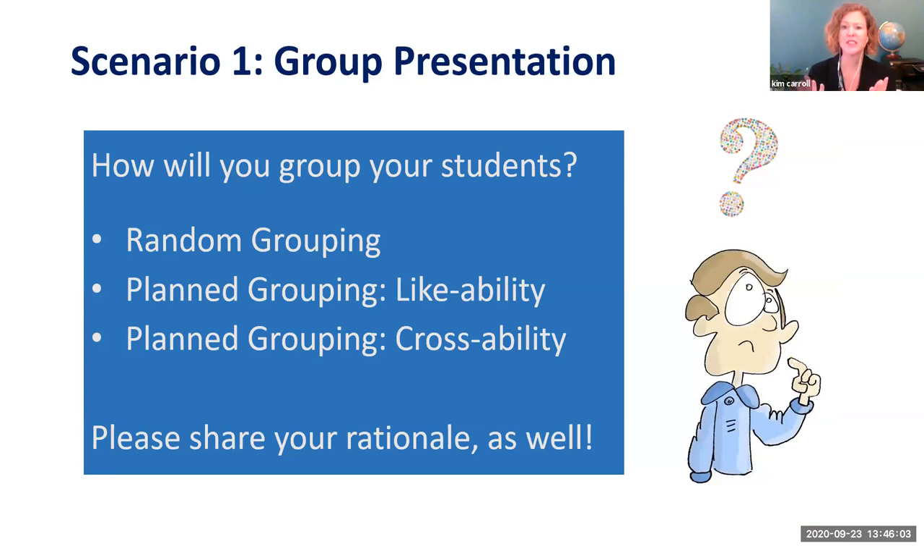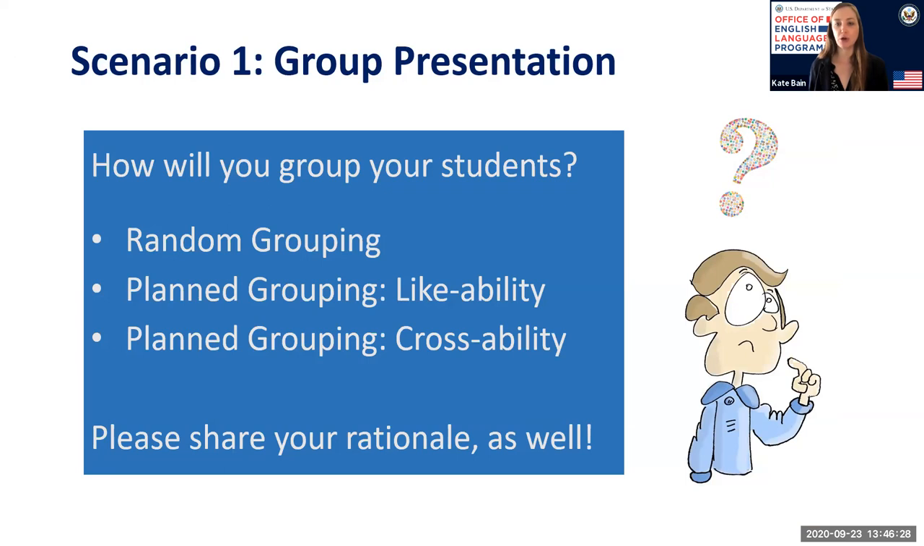So my question for you is, how would you group these students? Would you prefer random grouping, likability, or cross-ability grouping for them? Great, so we saw this example of an assignment. So we're doing a group presentation in our classrooms. Which of the grouping strategies would you use to have your students complete this task? Would you use random grouping, likability grouping, or cross-ability grouping?